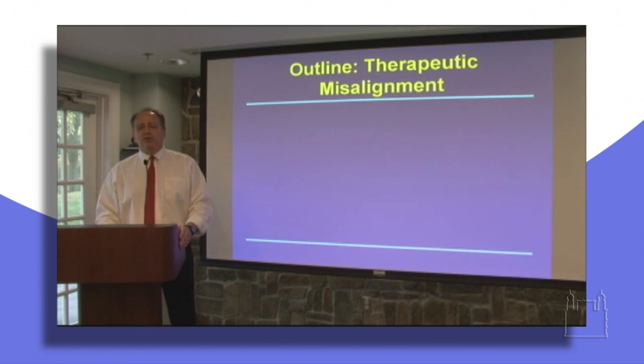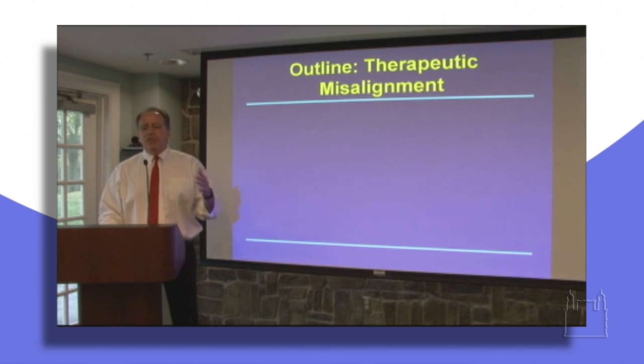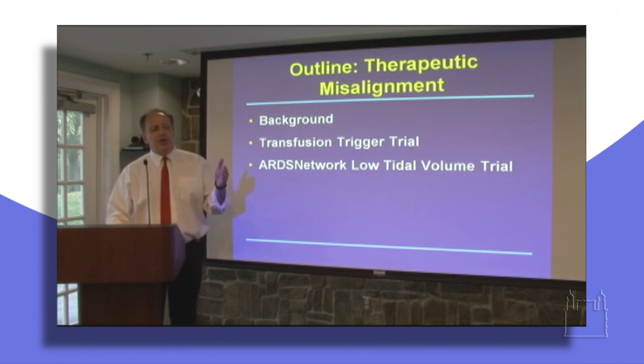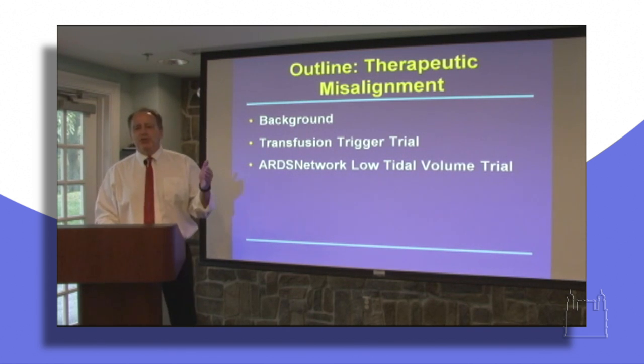So let me now give you the outline of the talk, since hopefully I've now explained to you what therapeutic misalignment means. Therapies are normally titrated, and you eliminate the titration and move patients to ranges of treatment they normally wouldn't get. I'm going to discuss the problem a little bit more in detail, and then discuss two trials, the transfusion trigger trial and the ARDSnet, both published in the New England Journal of Medicine, both seminal trials that have the misalignment problem.